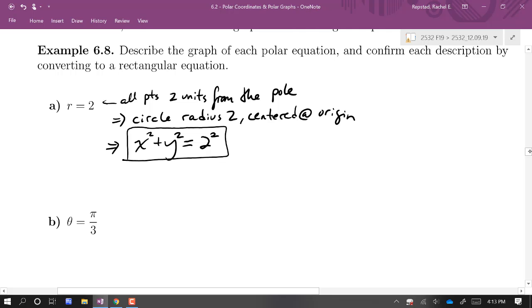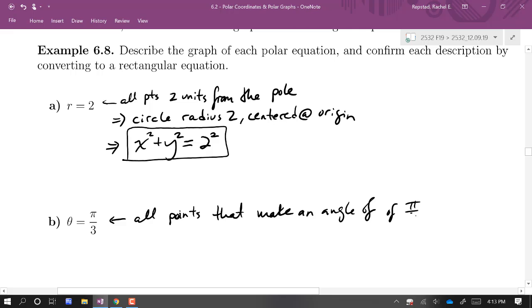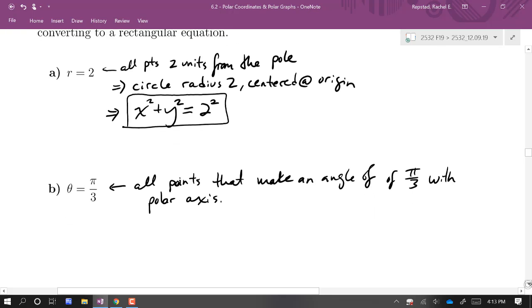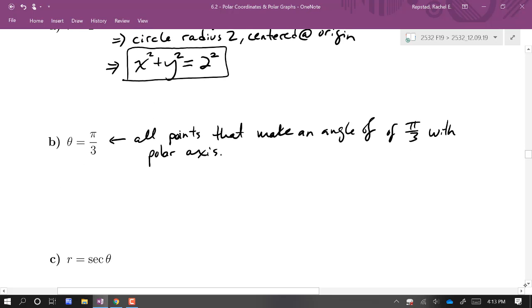Okay. So now this next one, theta is a constant, so no matter what r is, theta is always pi over 3. So these would be all points that make an angle of pi over 3 with the polar axis. So the angle's constant. What does that look like? Just an infinite line. Yeah, it's a straight line that goes through the origin.